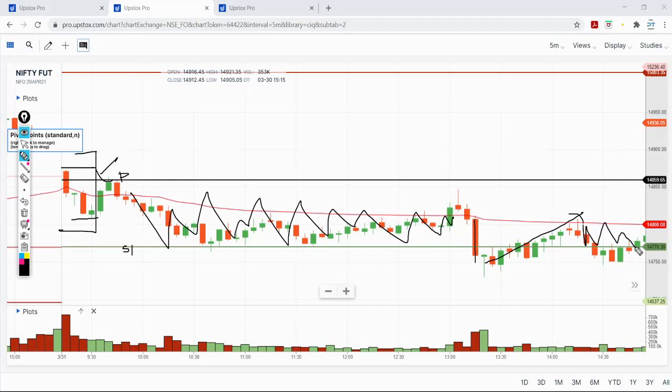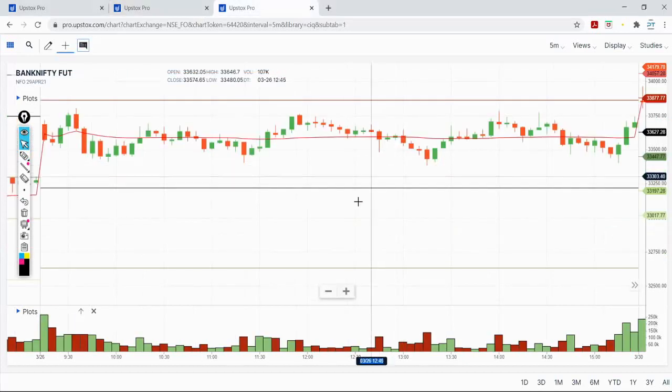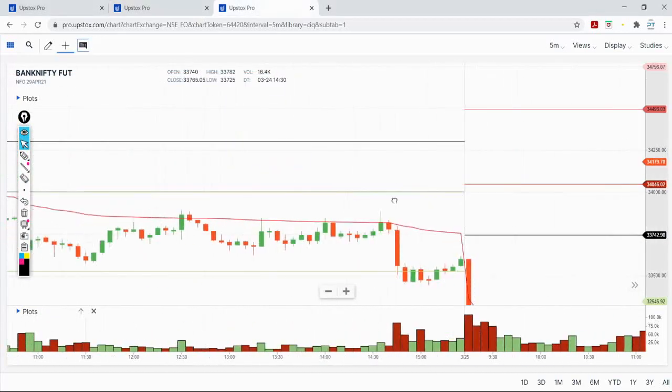So very obvious, again the option buyers' patience will get tested for sure, and in this kind of market for an option buyer, if this is a day like Friday or Monday, premiums can melt if IV is huge. Okay, so same way, let's look at some more examples on Bank Nifty.